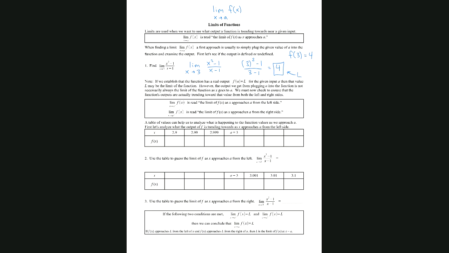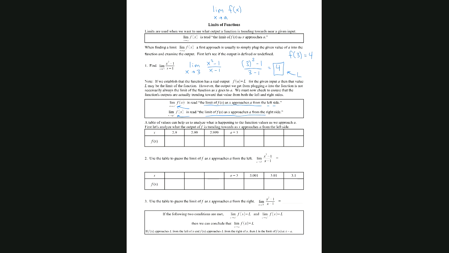The next step is to build a table of values to analyze what's happening to the function f of x as x approaches 3 from the left. Notice there is a negative superscript there, which means find the one-sided limit of f of x as x approaches a from the left side. We also have to examine what happens when we approach a from the right side, and notice there's a positive superscript there. So first, let's start with the left side.